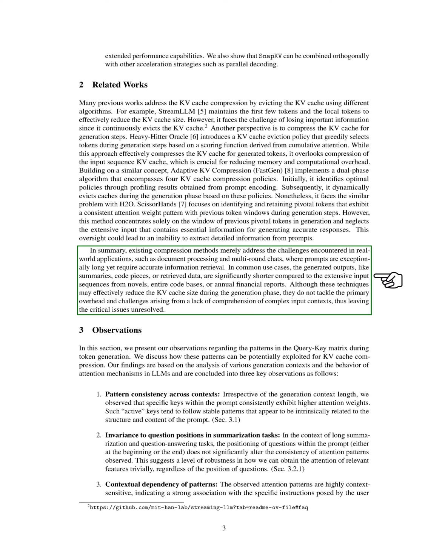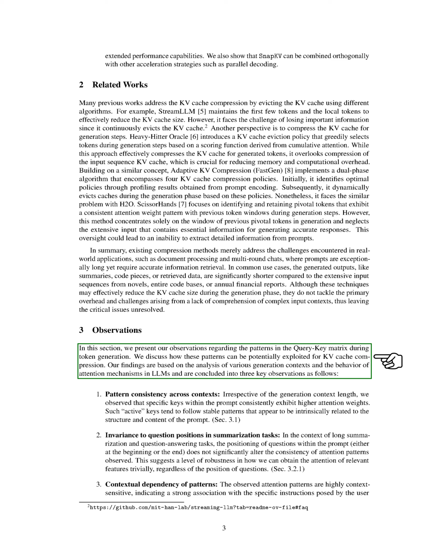Section: Observations. In this section, we will discuss our observations on the patterns in the query key matrix during token generation. We have analyzed various generation contexts and the behavior of attention mechanisms in LLMs. Our findings can potentially be used for KV cache compression and are summarized into 3 key observations. 1. We noticed a consistent pattern across different contexts where specific keys in the prompt consistently have higher attention weights. These active keys follow stable patterns related to the prompt structure and content.